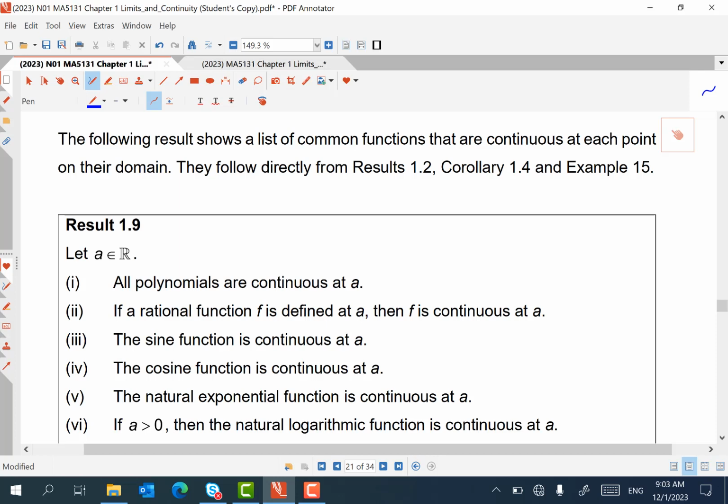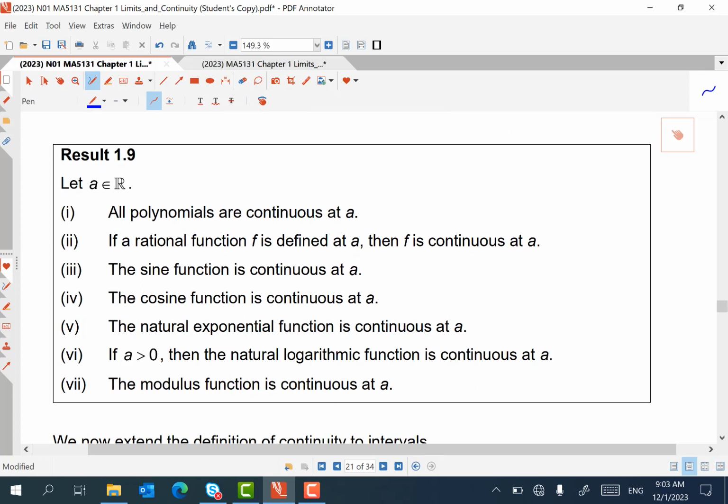Now that we learned how to actually prove continuity at a point, we now want to look at so-called result 1.9, wherein it lists down for you the common functions and the fact that they are continuous. So when you deal with this kind of functions, you can just assume they are continuous. You don't have to go and prove. For example, x squared plus 2 is continuous everywhere. It's a known fact, given in result 1.9, bracketed part 1, and so on and so forth.